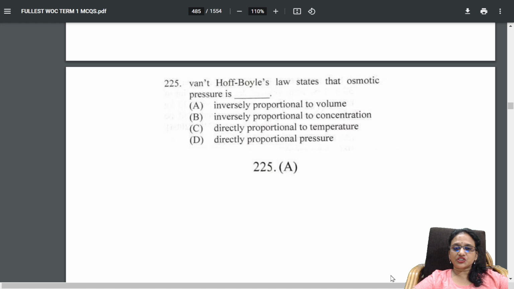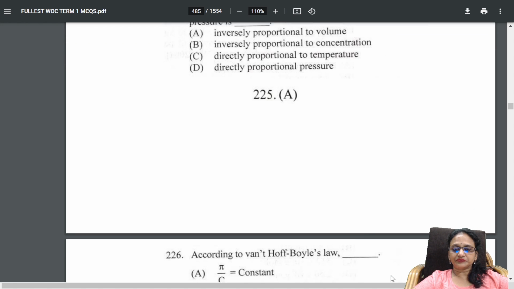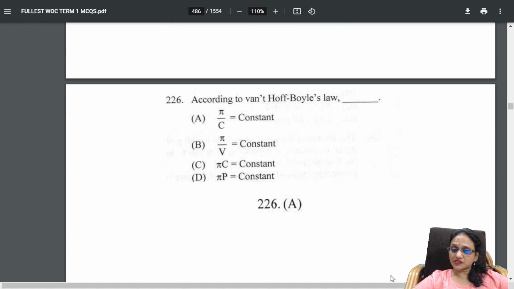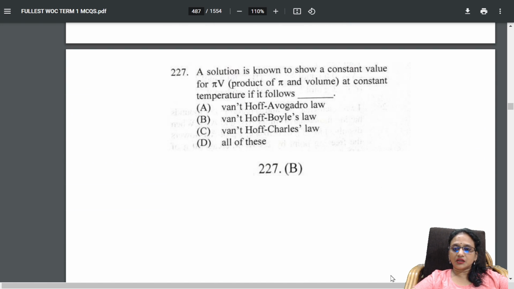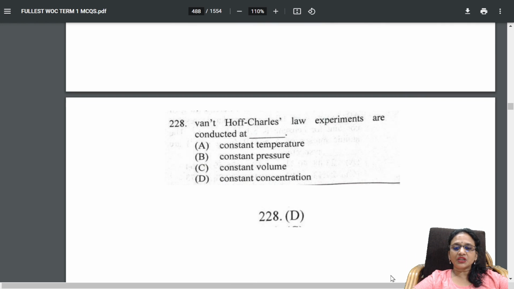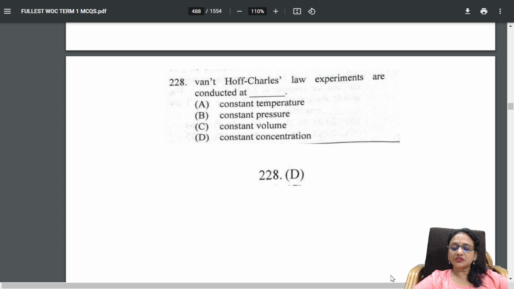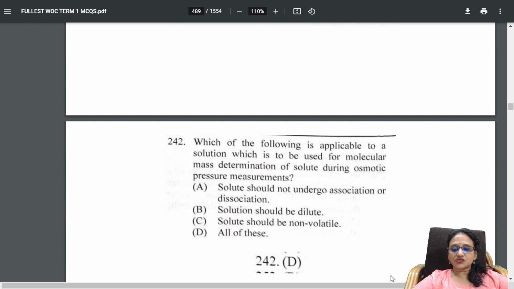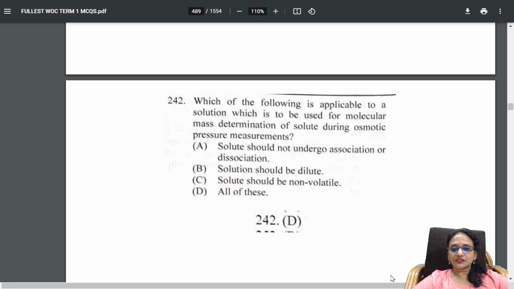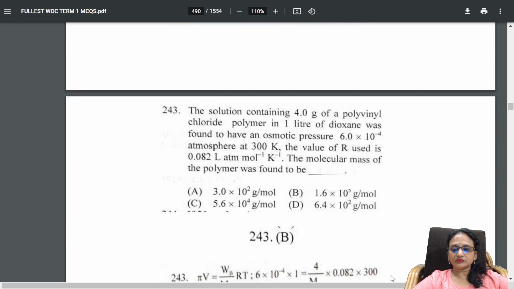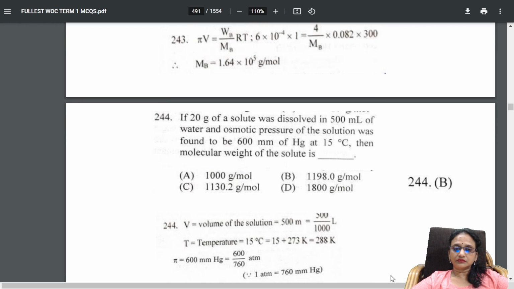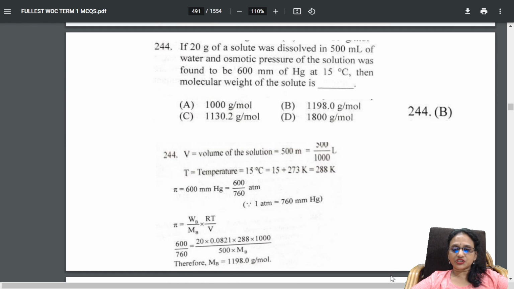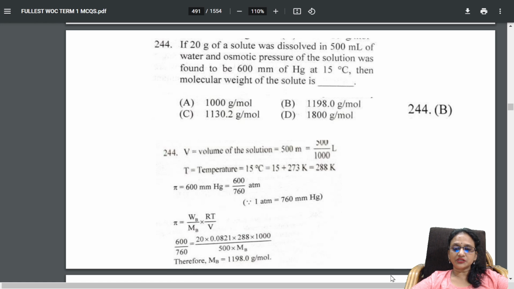So this is a question based on Van 't Hoff's law. This is for the CBSE students. Okay. This is also in the ICSE syllabus. It is there a little bit. So Van 't Hoff, you're relating to different things. This is one more question based on osmotic pressure. You're substituting the formula of osmotic pressure. This is again a question directly on the formula of osmotic pressure.